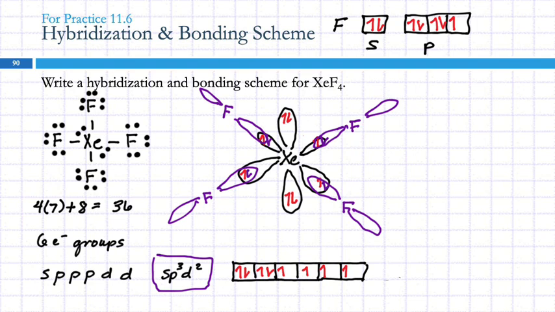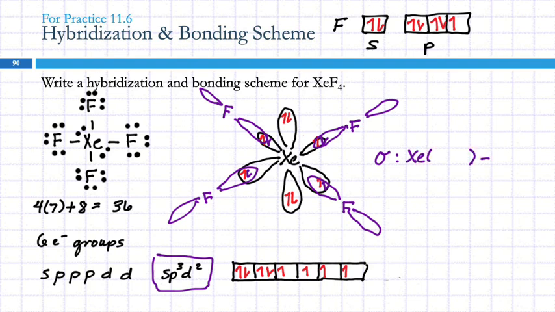The bonding scheme basically labels the bonds, right? So all of these bonds are going to have the same label. Are these sigma bonds or pi bonds? Are they end-to-end or side-to-side? These are end-to-end, so these are sigma bonds, and they are between which two atoms? Which elements? Xenon and fluorine, right?